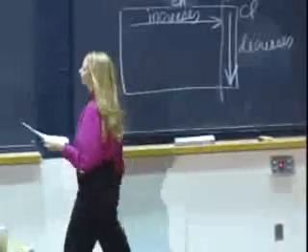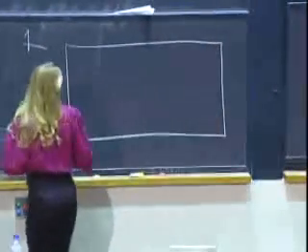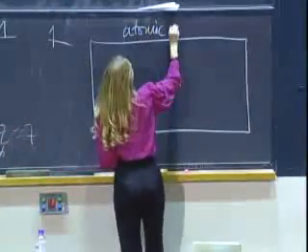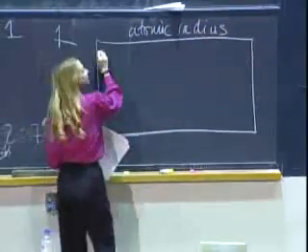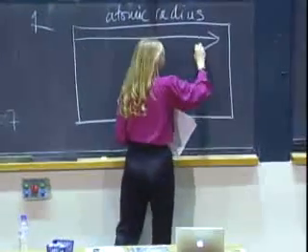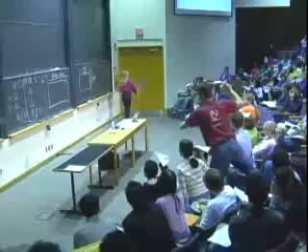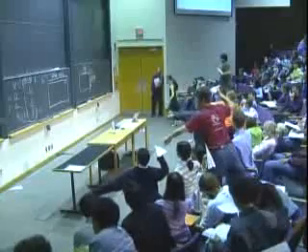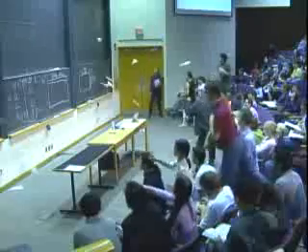Let me do one more here, or maybe a couple more. And now what I want to ask is about the atomic radius. What I want to know is what happens to R as you go across the periodic table. All right? I'm getting out of the way. Ready, set, go.